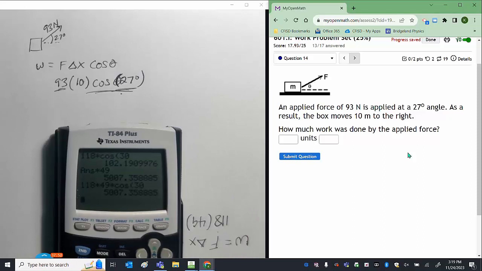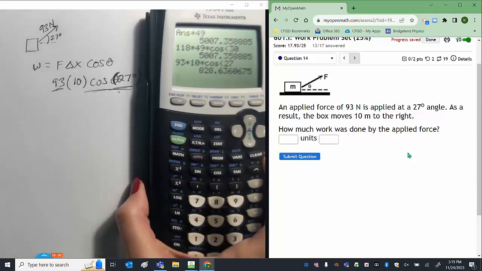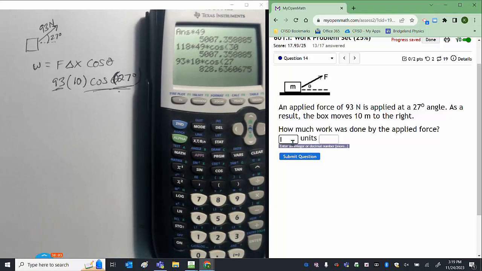93 times 10 times cosine 27 gives us this. 828.64. My units again for work are joules.